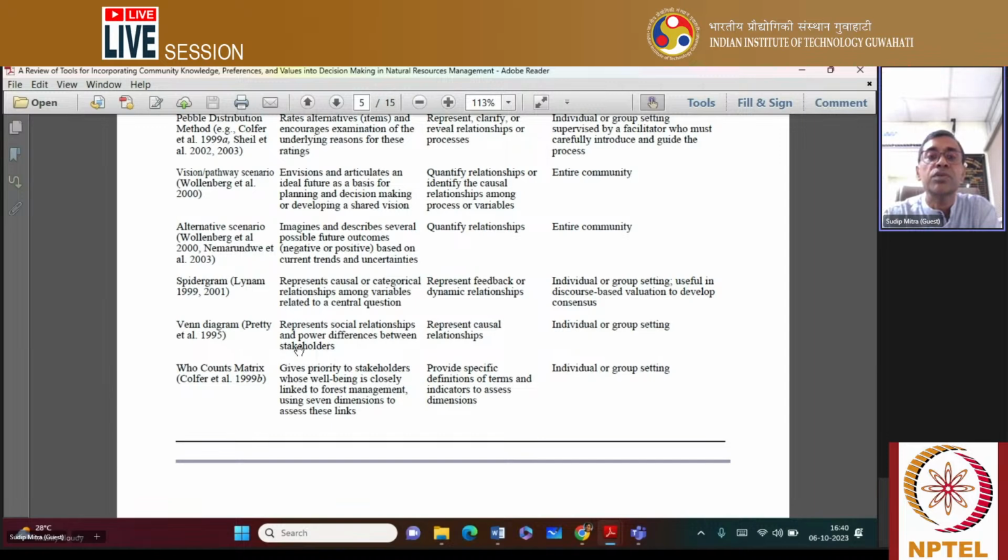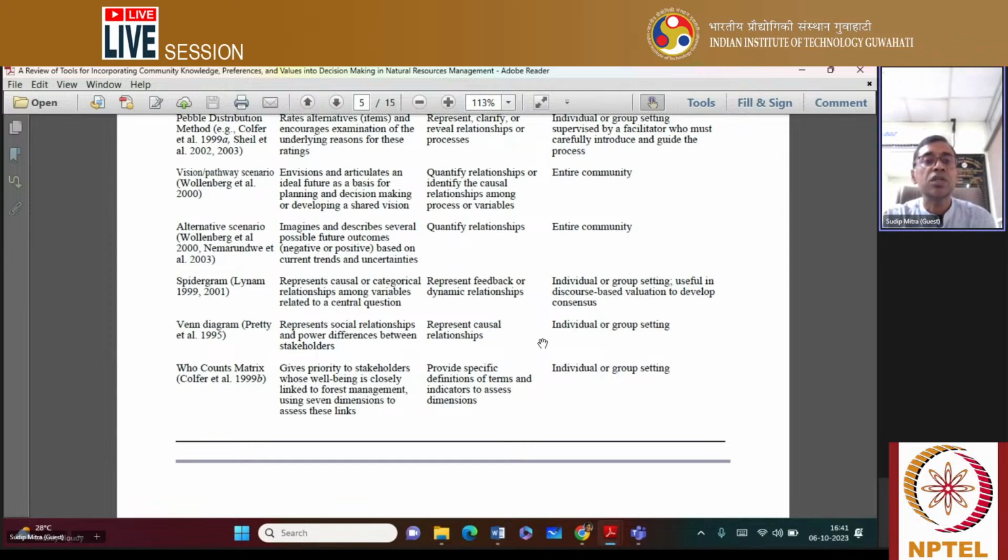Now, another tool that can be helpful for your decision making is the Venn diagram. All of you might be knowing about this. It generally depicts the social relationships and the power differences between different stakeholders. Say, one individual, and then the head of a self-help group, then a panchayat pradhan, probably the local MLA. So how these power differences among the stakeholders can actually change the total discourse of natural resource management. Again, with the Venn diagram here, the methodology is largely based on individual and group setting.